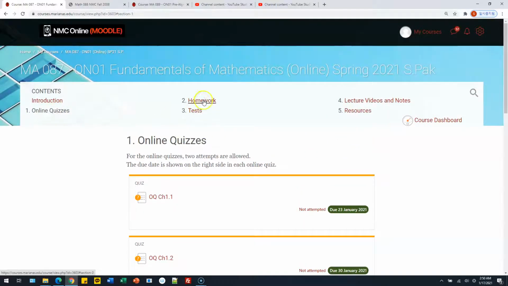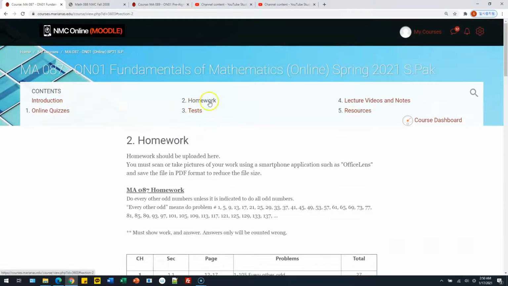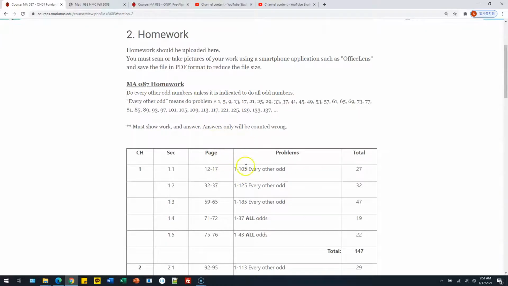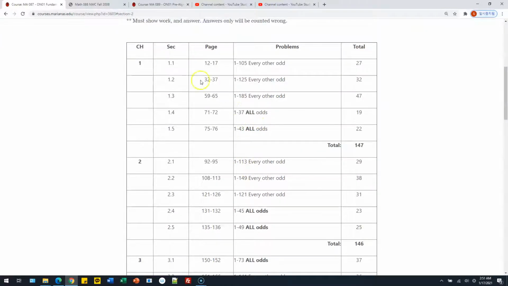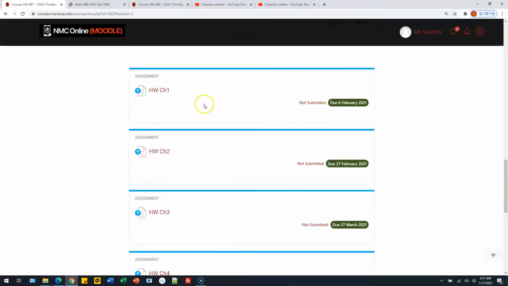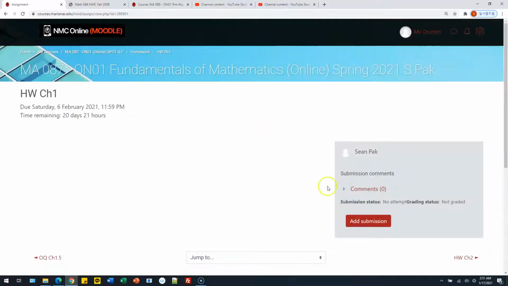Okay, and then homework. So homework is over here. So click the homework category or homework page. Then this is the copy of the syllabus, last part of the syllabus. So these are the chapters and then the homework problem numbers. And then at the bottom of this page, you can submit your work by clicking this. So click this and then upload your homework.